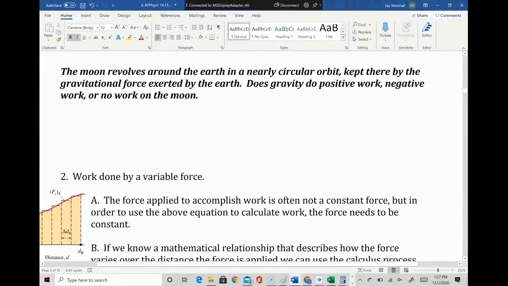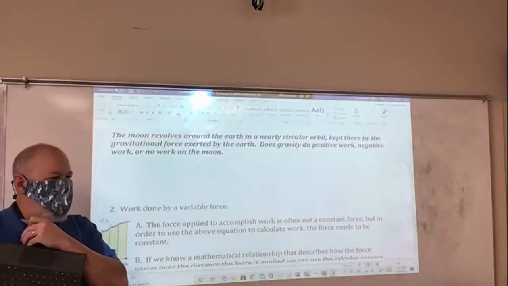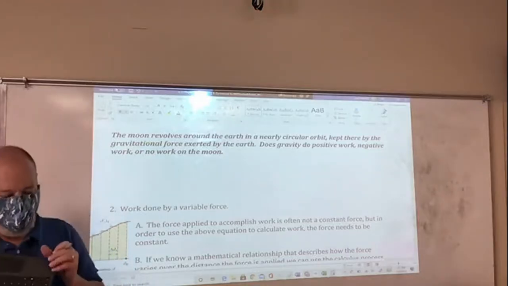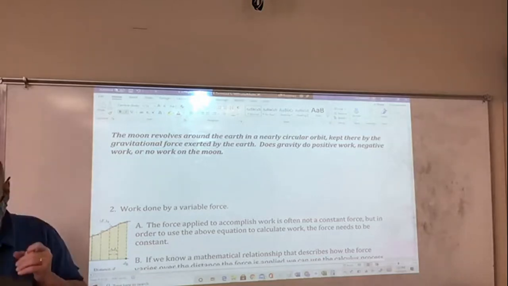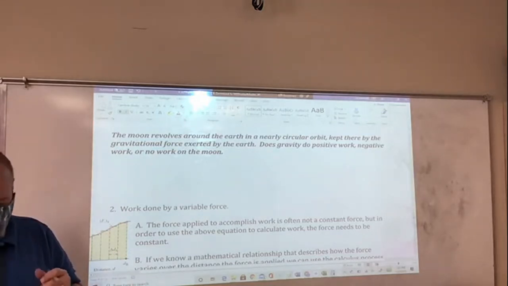The moon revolves around the Earth in a nearly circular orbit, kept there by the gravitational force exerted by the Earth. Does the gravity do positive work, negative work, or no work on the moon? We already figured it out, right? What did we say? No work. Does no work, because the force is not in the direction of the motion. Okay.